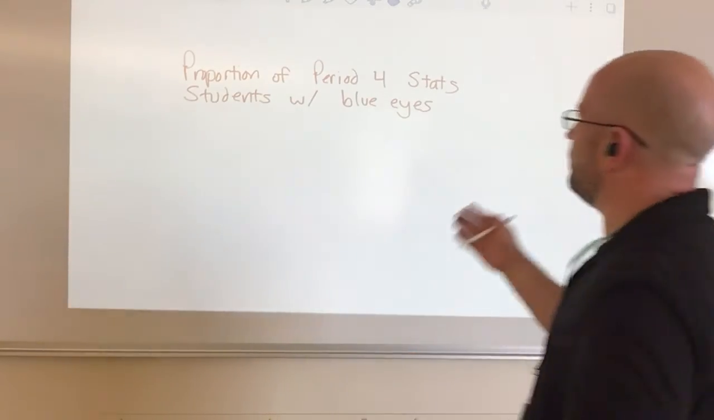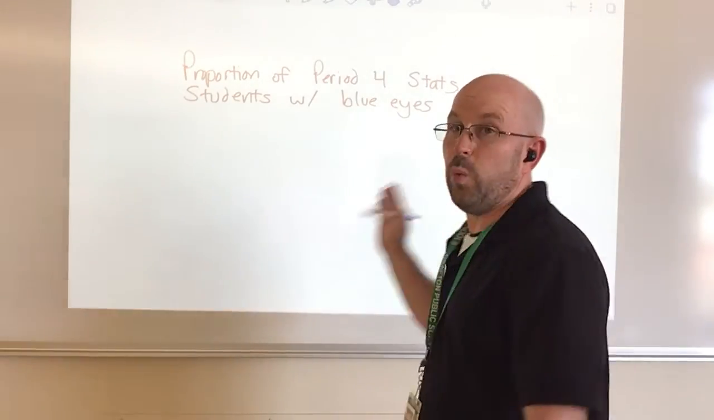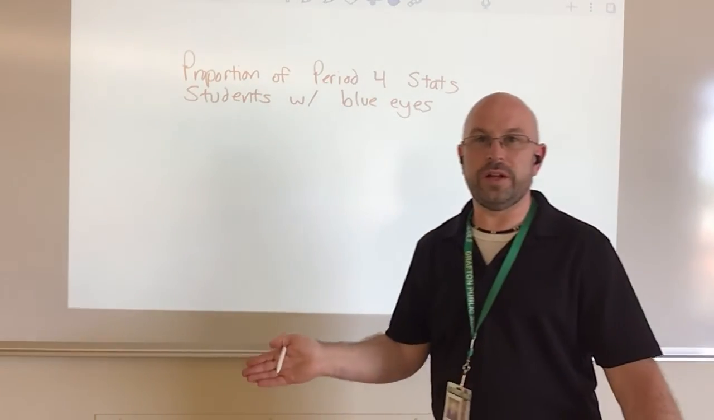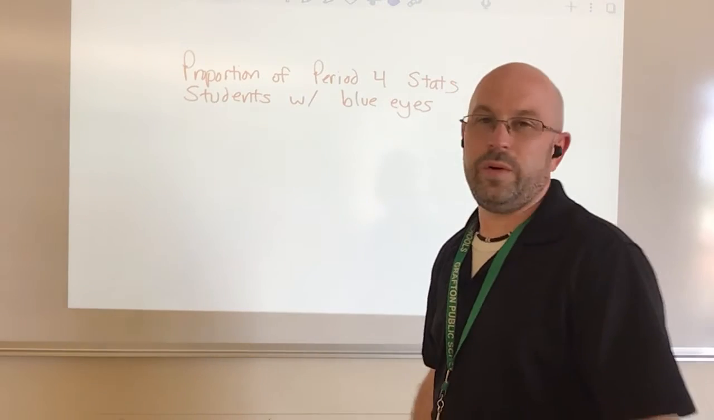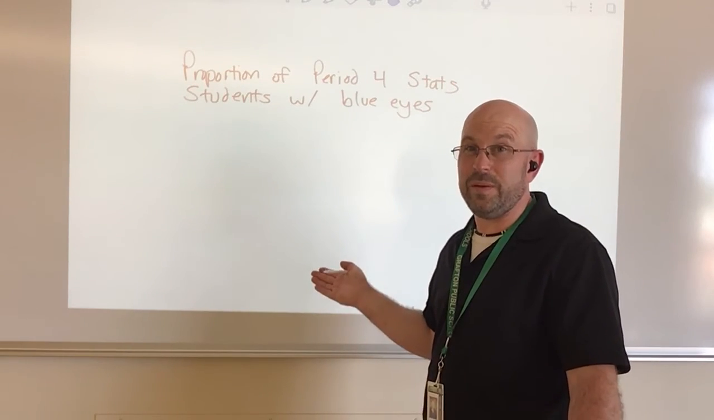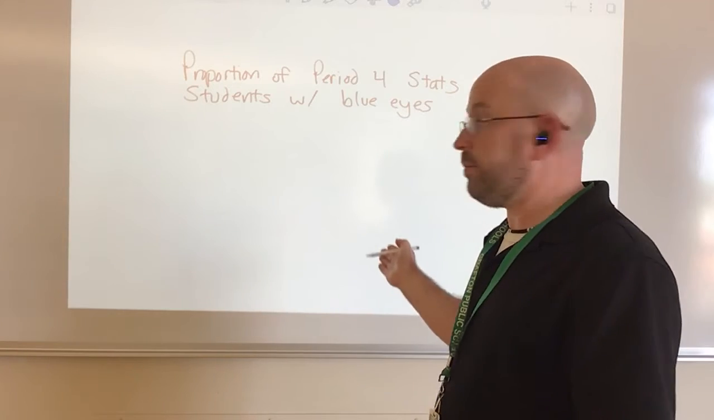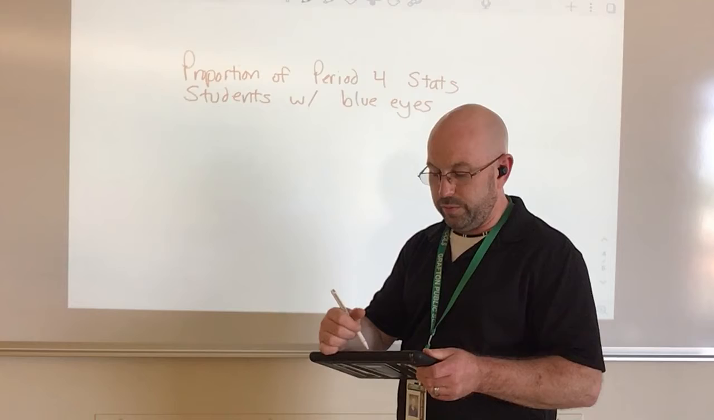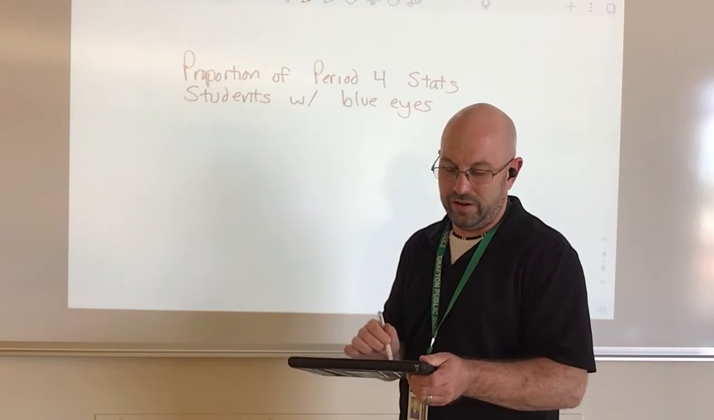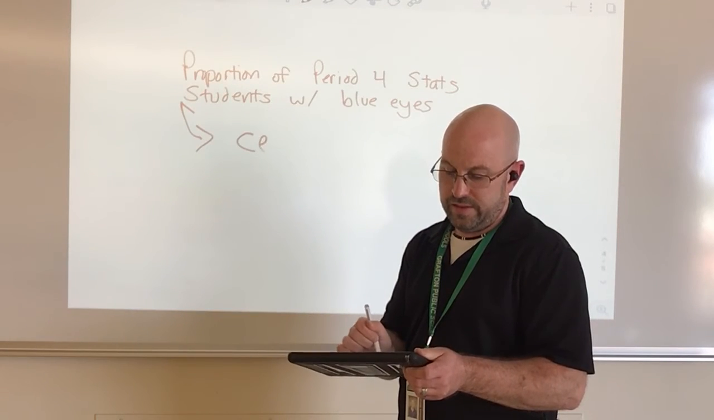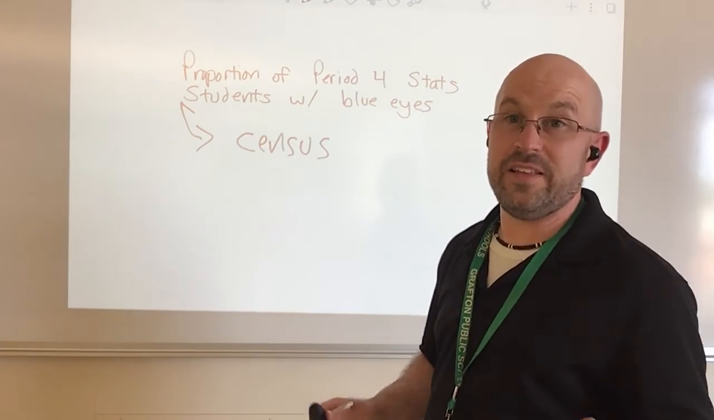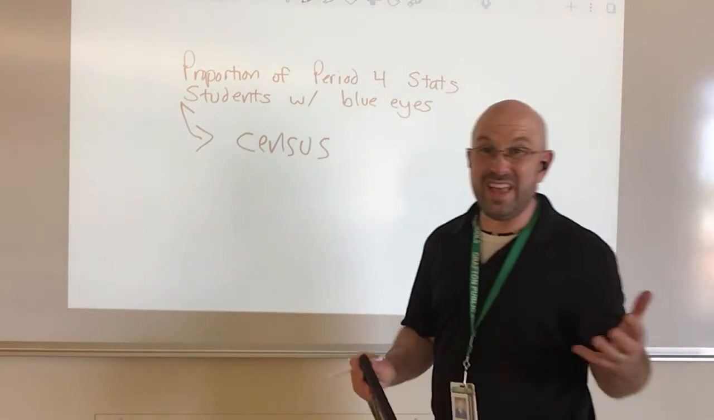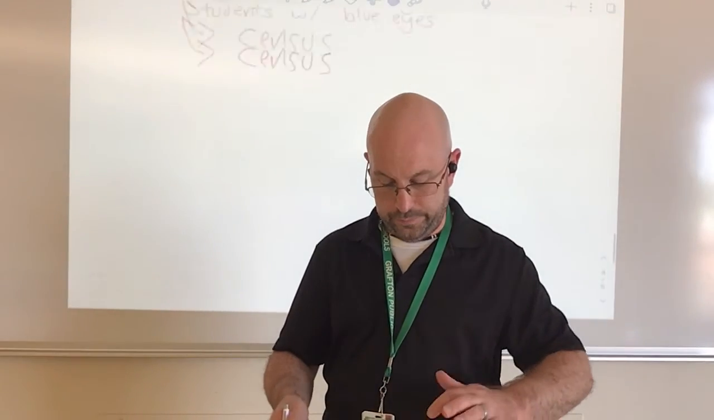Now, say we wanted to find out the proportion of period 4 stat students with blue eyes. That's not difficult. We can reach out to everyone in class. It's not a big class. So we got maybe 17 kids, maybe even 24, say it's a big number. Still, 24 is not that much. In this case, I probably would go with the census. Why? Because it's a lot easier. With a census, you can ask everybody. That's important. So if you can ask everybody, you do a census. If you can't ask everybody, you do a sample.